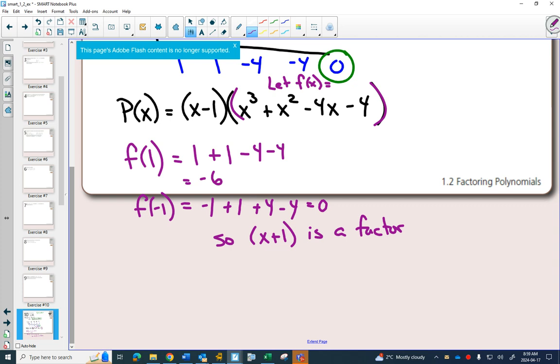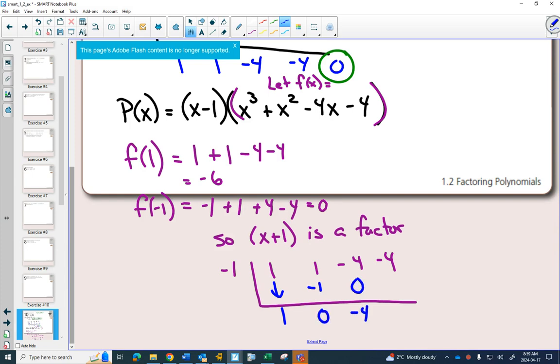So I found out that x plus 1 is a factor of f of x, that part in the purple bracket. So I'm going to take that part in the purple bracket, and I'm going to do my synthetic division with 1, 1, -4, and 4, -4 again. And if I have an x plus 1, a minus 1 would be out in front. Bring down the 1, multiply, add, multiply, add, multiply, and good, I got my remainder of 0.